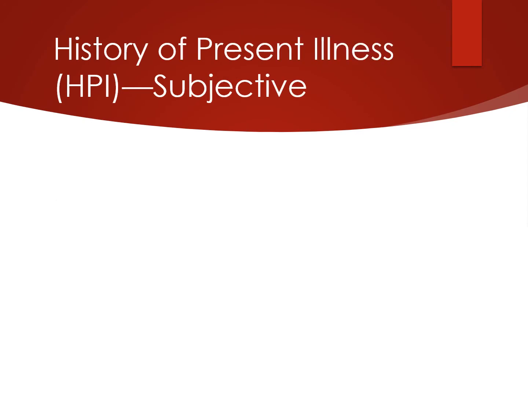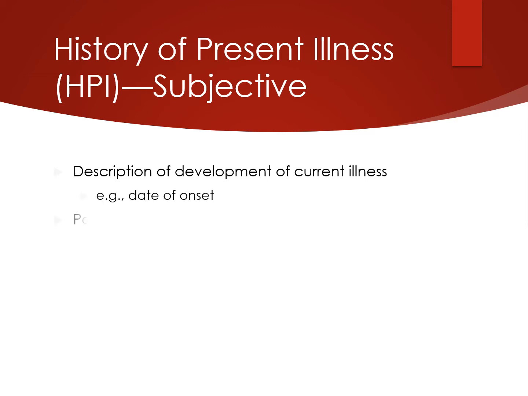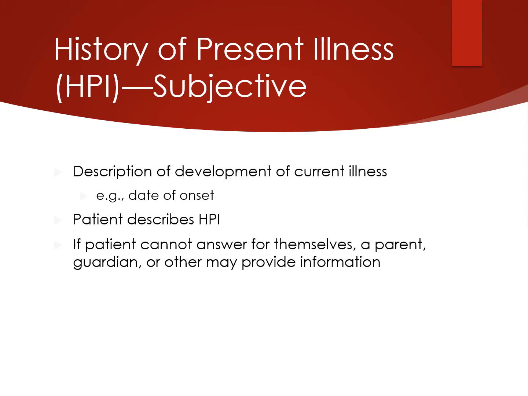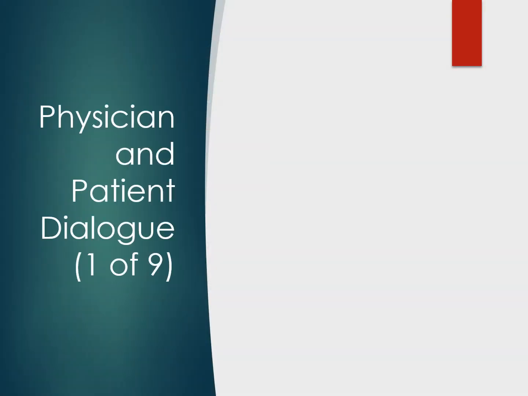So the history of the present illness is subjective. It's a description of the development of the current illness with the date of onset. For example, the patient is going to describe when the back pain started, the date. If the patient cannot answer for themselves, a parent, a guardian, or someone else may provide information. There are 8 elements in the history of the present illness, and the doctor is going to document what the patient is saying regarding the history of the present illness.